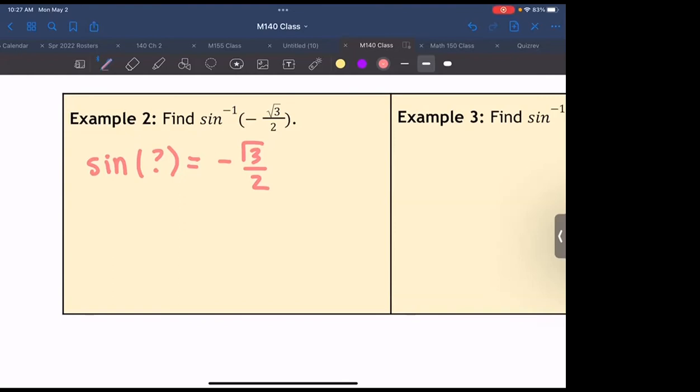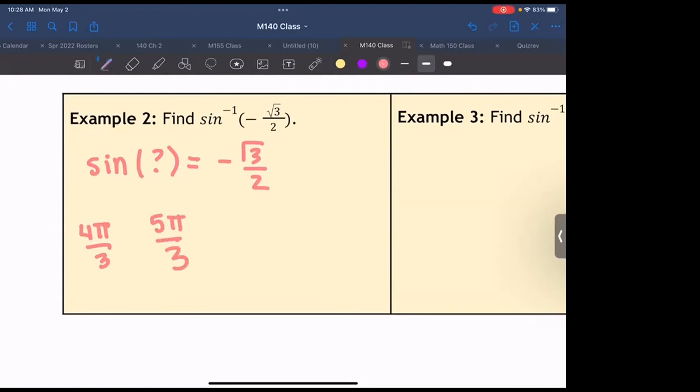4 pi over 3. Actually, no, I think you were right. Let me write. I think I heard a 4 pi over 3, and I think I heard a 5 pi over 3, right? Okay, so we've got two answers here.